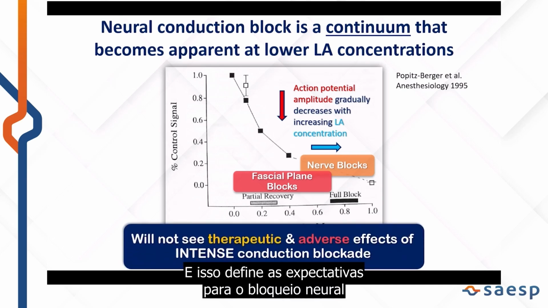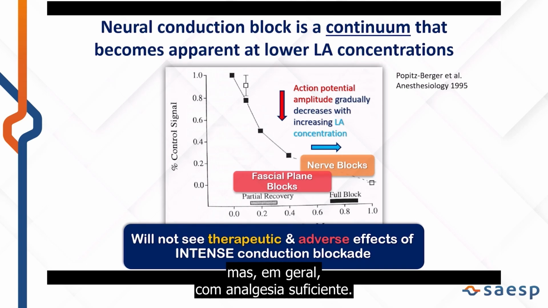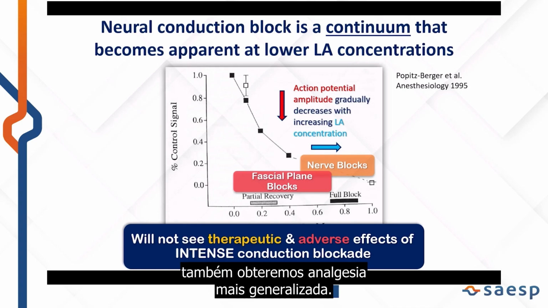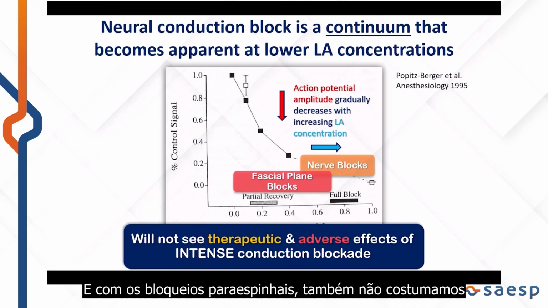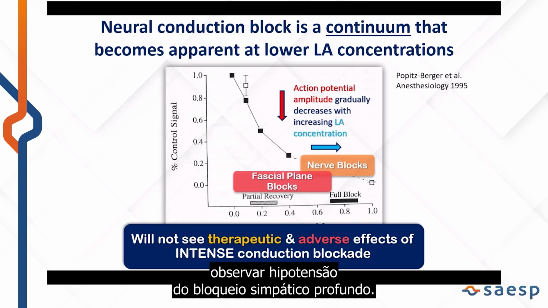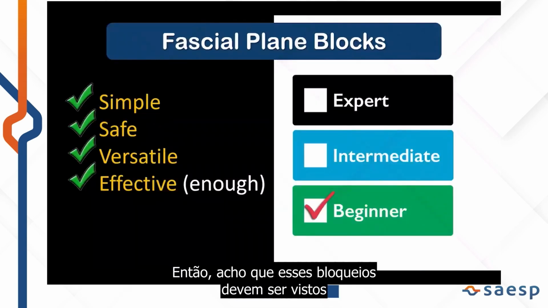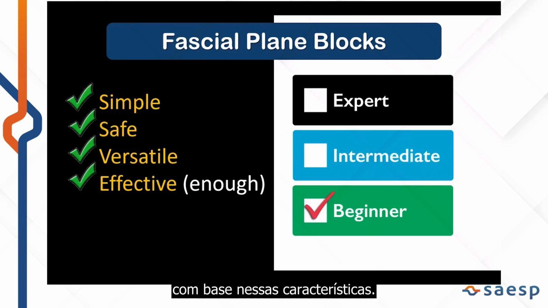And this sets our expectations for the neuroblockade that we expect to see with fascial plane blocks. It's usually incomplete sensory blockade, but yet analgesia that's often good enough. And the benefit that comes with this is that we can often also get motor-sparing analgesia. And with the paraspinal blocks, we also don't usually see hypotension from profound sympathetic blockade. So I think fascial plane blocks should be viewed in terms of these characteristics.